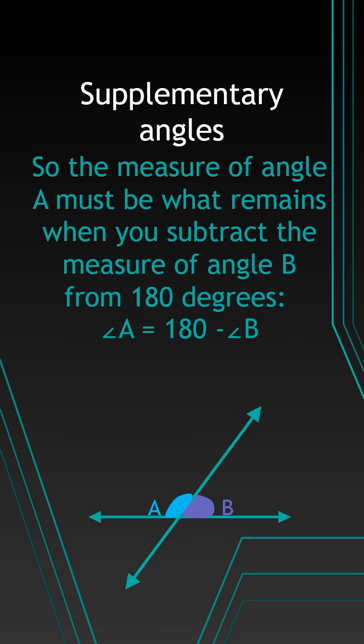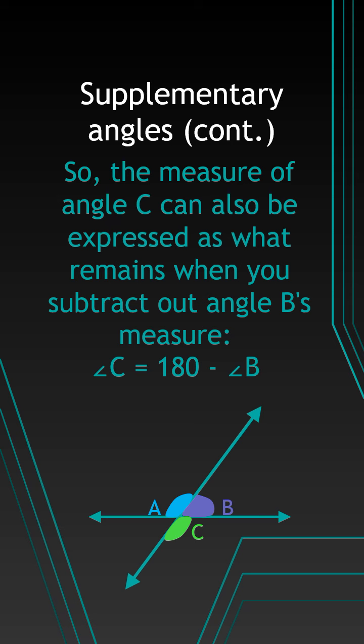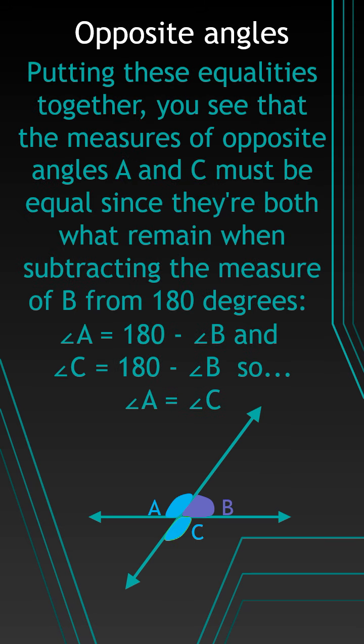So the measure of angle A must be what remains when you subtract the measure of angle B from 180 degrees, so the measure of angle A equals 180 minus the measure of angle B. Similarly, the measures of the supplementary angles B and C add to 180 degrees as well, so the measure of angle C is equal to 180 minus the measure of angle B. Putting these equalities together, you see that the measures of opposite angles A and C must be equal since they're both what remain when subtracting the measure of B from 180 degrees.